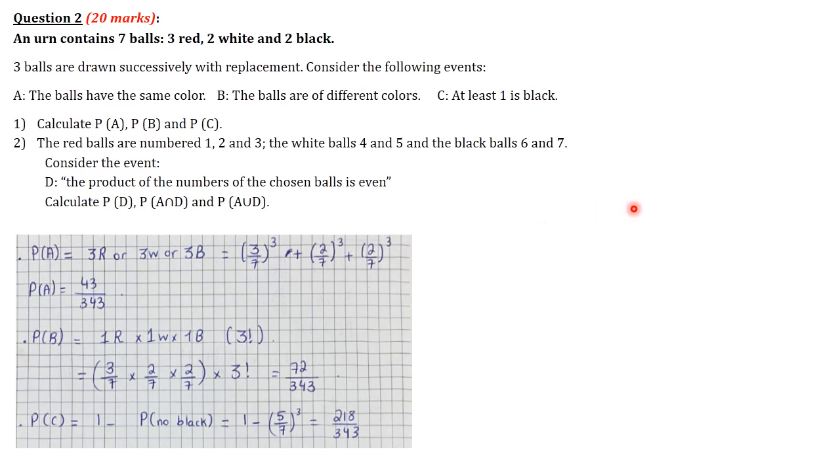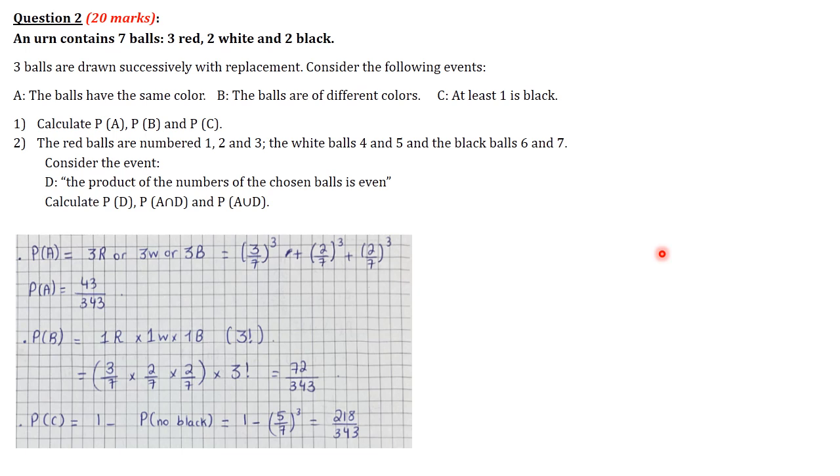At least one is black. Every time you see the word at least, you have to put it 1 minus no black. So what's the meaning of no black? Means it's either white or red. So we have 5 over 7 cubed. 1 minus 5 over 7 cubed is 218 over 340.